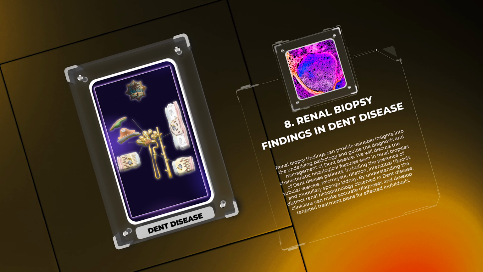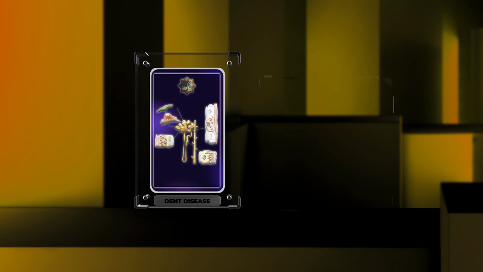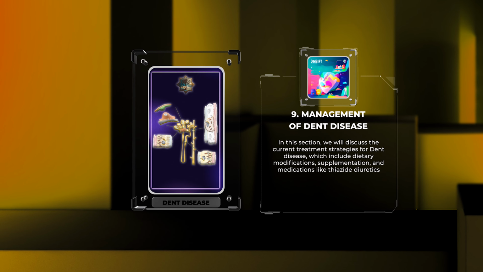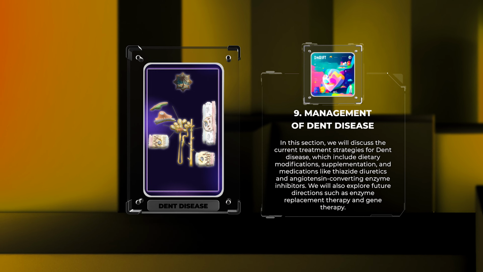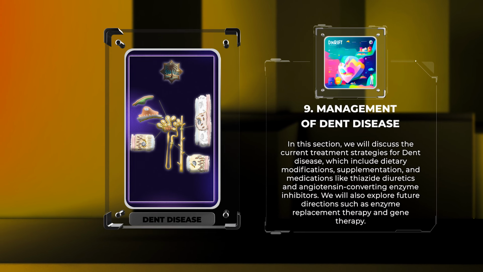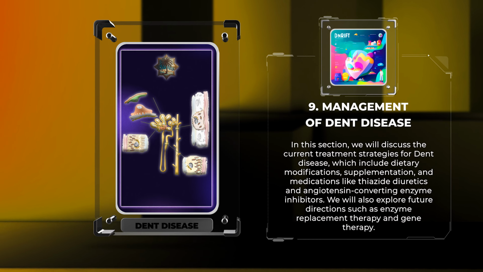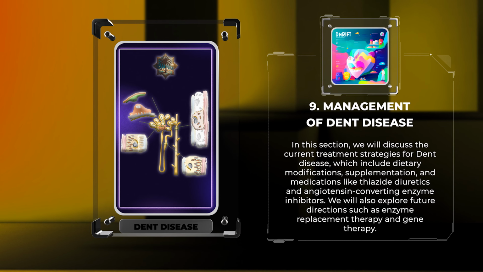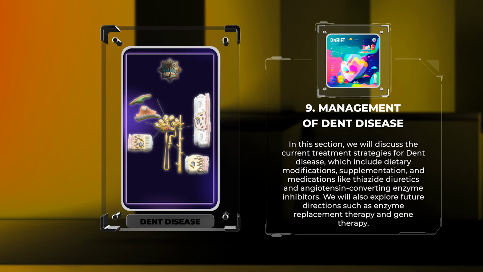In this section, we will discuss the current treatment strategies for Dent disease, which include dietary modifications, supplementation, and medications like thiazide diuretics and angiotensin-converting enzyme inhibitors. We will also explore future directions such as enzyme replacement therapy and gene therapy.